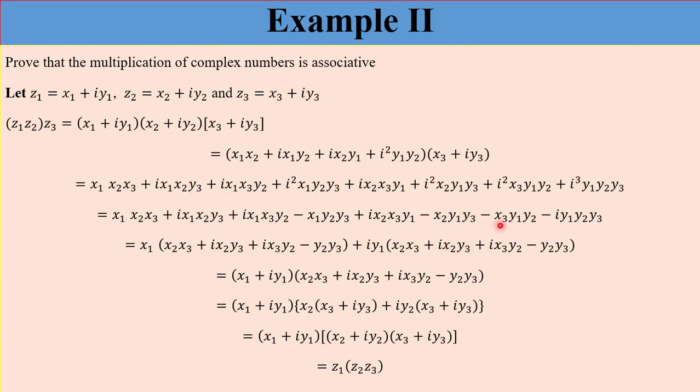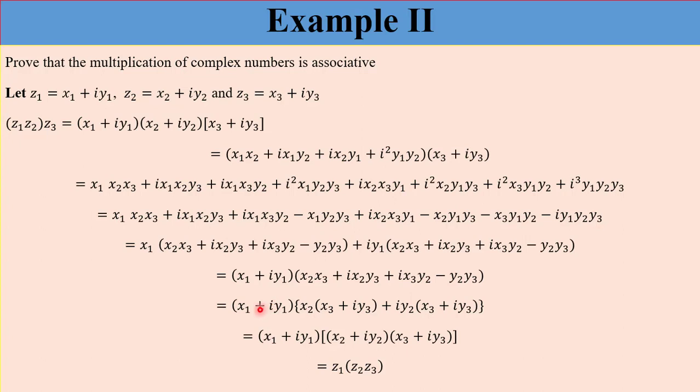So we shall have, the next will be ix3y2, then the last one will be minus y2y3. Since the whole of this term is the same as this term, we still factor it out. So we shall have x1 plus iy1 into x2x3 plus ix2y3 plus ix3y2 minus y2y3.